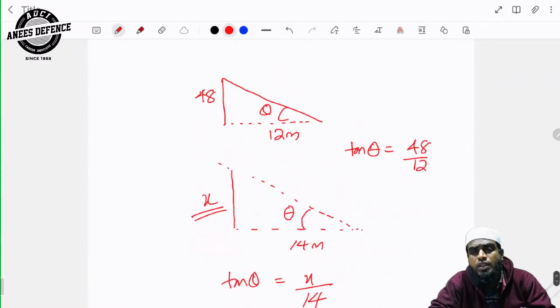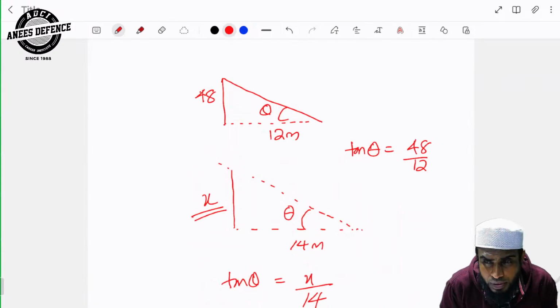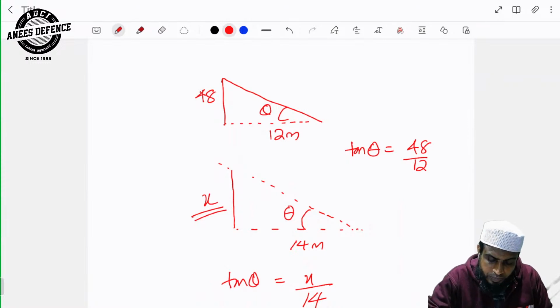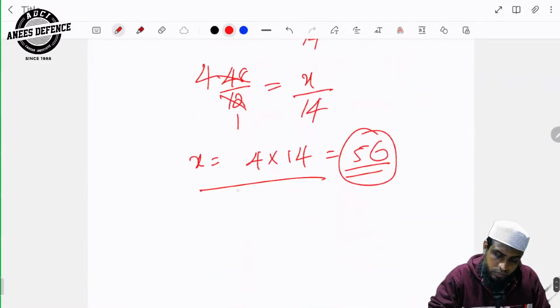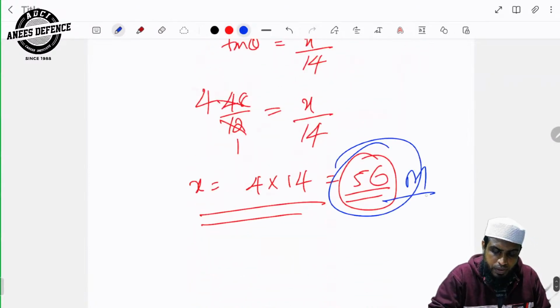Here we have to understand that in both cases the angle theta will be the same. So the answer will be the length found.